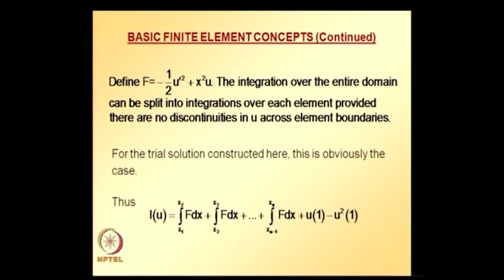So this equivalent functional, the integral from 0 to 1, we can split in this manner, where x1 corresponds to x equal to 0 and xn corresponds to x equal to 1. Depending on the number of elements you choose for this particular problem, you will get that many integrals, and the last two terms are boundary terms, that is u evaluated at x equal to 1, and u square evaluated at x equal to 1.